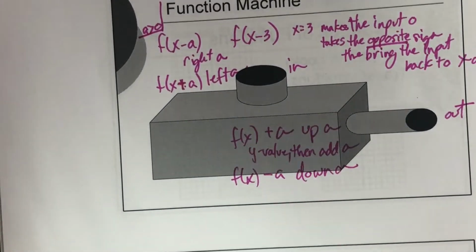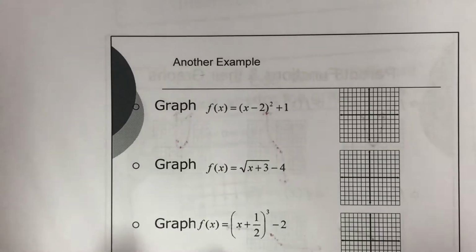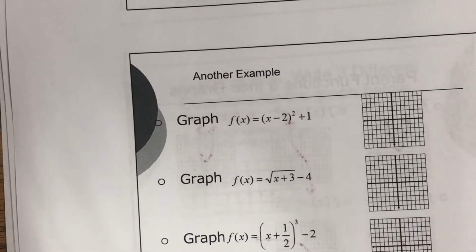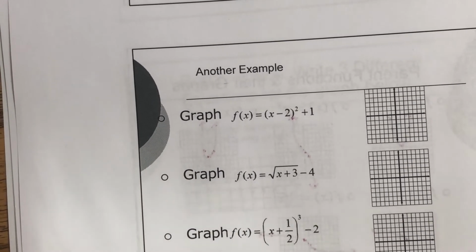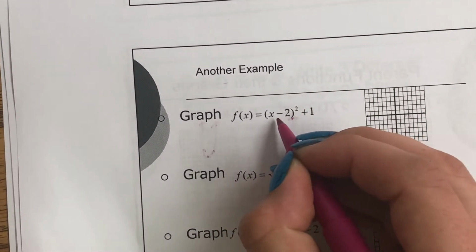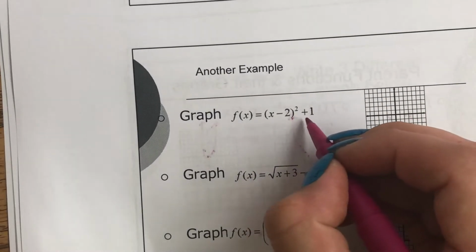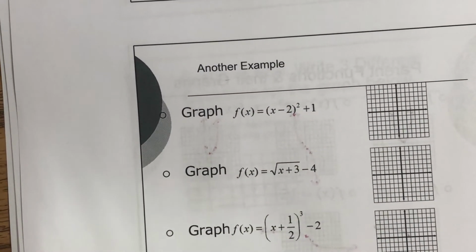Okay, so let's do these examples. There are multiple ways to do this. You could just do it by plugging in numbers, but we're going to do it using transformations. So think about what this minus 2 does and what the plus 1 does. All right, what do those two transformations do?